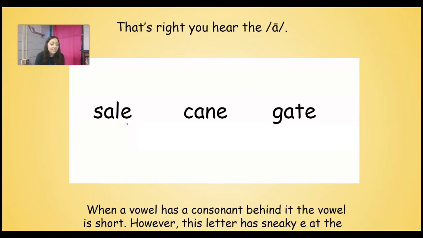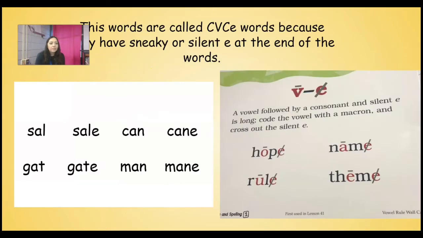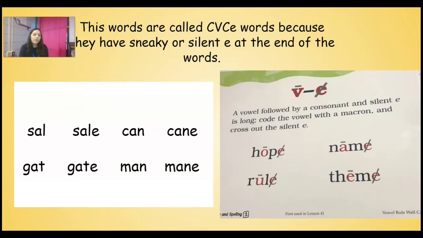And what that sneaky E does is it comes behind that and it changes that vowel to a long vowel, but then we don't hear it, okay? So instead of saying sal, we say sale. We add that A in there, okay? But it's got to have that A consonant E pattern for us to make that long A sound like that, okay? So it has to have an A, then a consonant, then the E right behind it. So these words are called CVCE words because they have a sneaky or silent E at the end of them, okay?